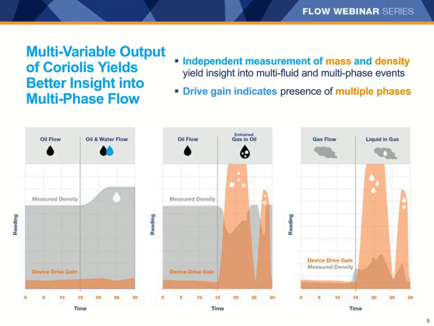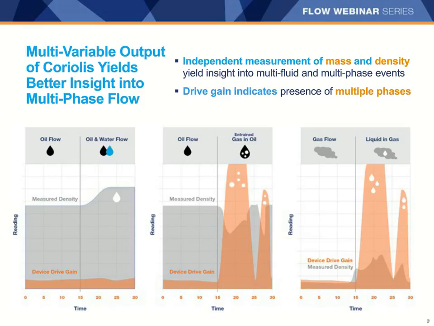Now, you move to the second graphic there, and you can see, again, we have liquid or oil flowing. Then you see the density drop. Now, how do I know that density drop isn't a decrease in my water cut, or an increase in the amount of oil flowing? Well, in this case, I look at drive gain, and drive gain saturates to 100% very quickly as that density decreases. That is positive confirmation for me that I have gas entrained in my oil and not a change in the composition of the liquid going through the meter.